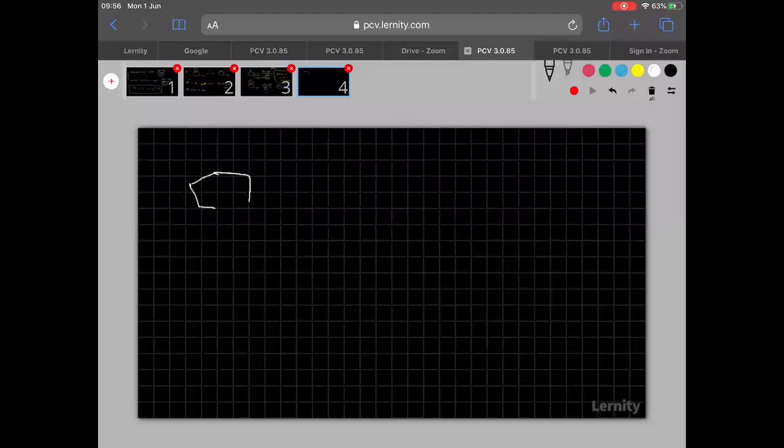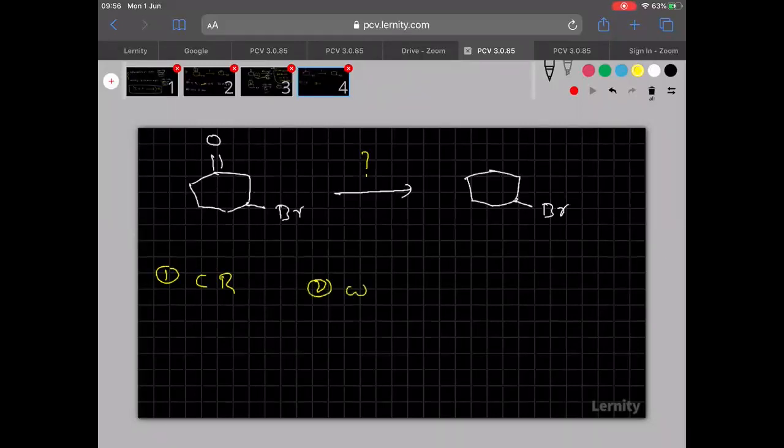So what happened here? See clearly. This is the compound given to us. Now this should be converted like this. What are the reagents used to carry out this conversion? Again, let me take the same options. First one, Clemmensen's reduction. Second one, Wolff-Kishner's reduction. Third one, any of these. Fourth one, none of these.